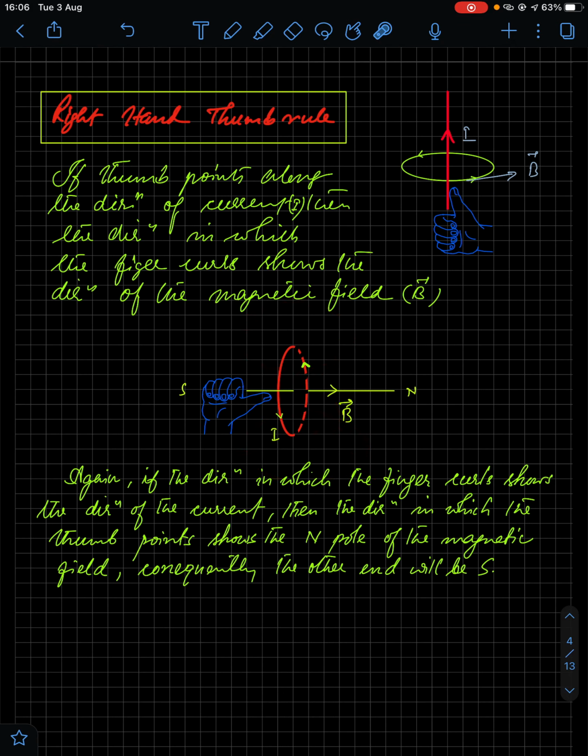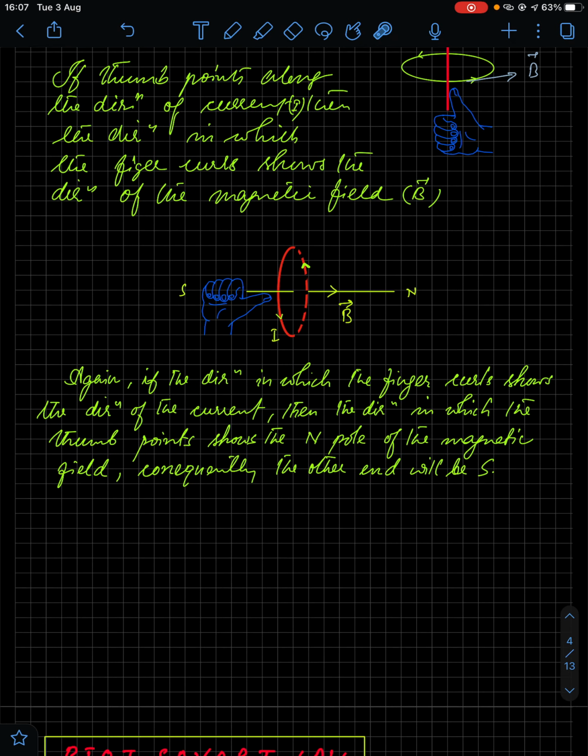So the same right hand rule can be used in two manners. The first is you place the thumb along the current, and in that case the direction in which your fingers curl shows you the direction of the magnetic field. The second is the fingers curling show you the direction of the current in a loop. In that case the thumb will show you the direction of the north pole, and the other side will be the south pole. So this is also behaving as a magnet.